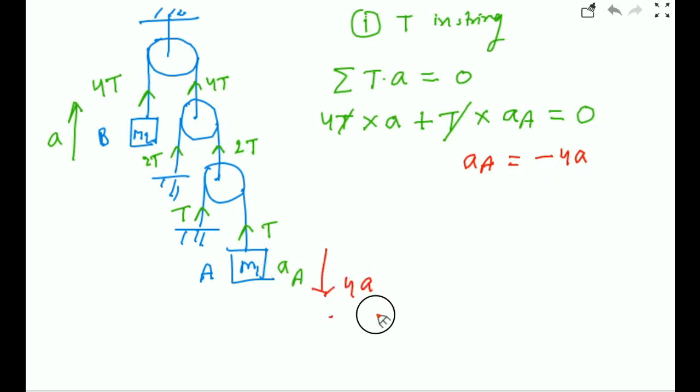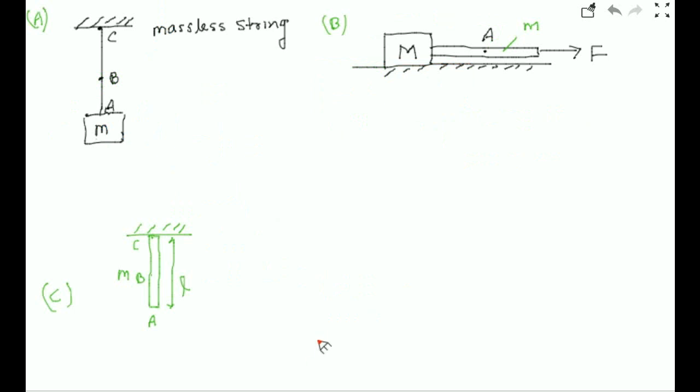So this T into A only will give the information about the relation of acceleration between the two masses. That is very important. And how to find the net, that I am going to show. So how to find the a.